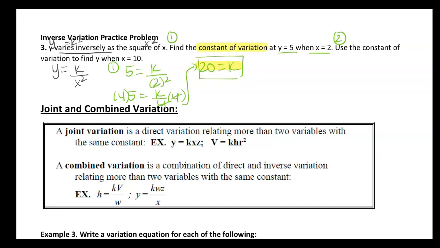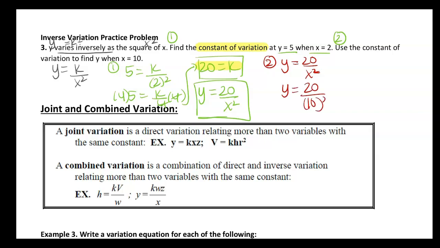Okay, well, I can write my equation for this. Y equals 20 over x squared, because that's the formula I can use. And now I can actually do step 2. Step 2 is asking me to use that constant of variation, so y equals 20 over x squared, and we need to find y when x equals 10. So 20 over 10 squared.